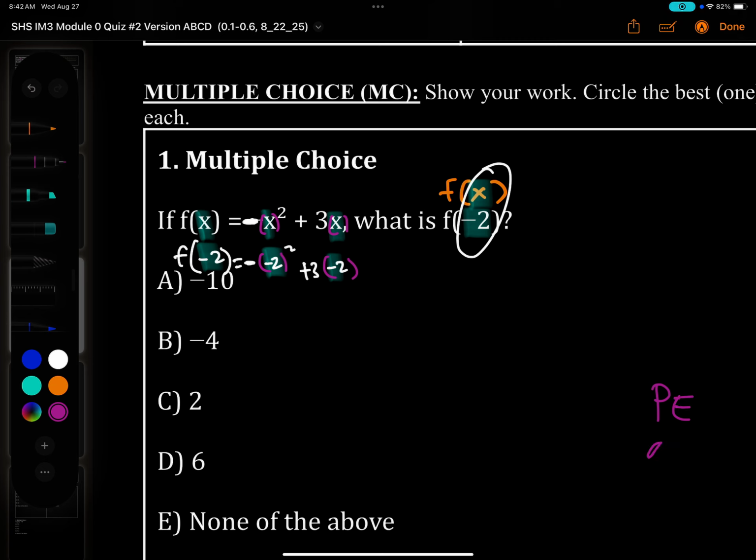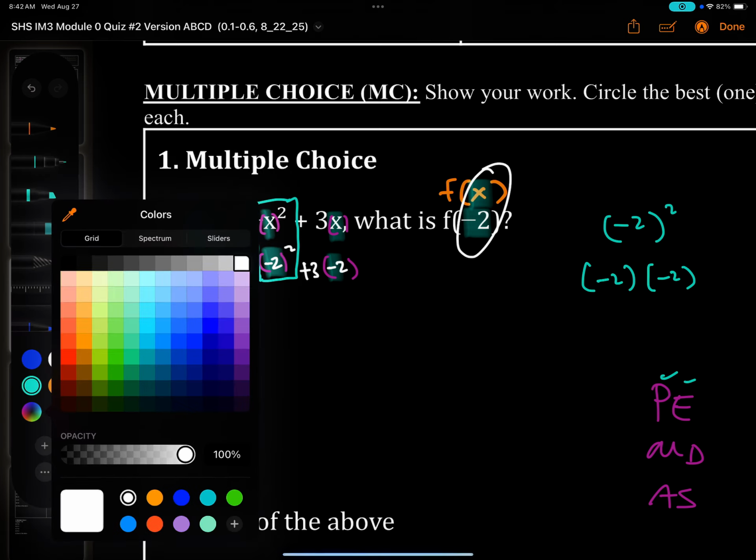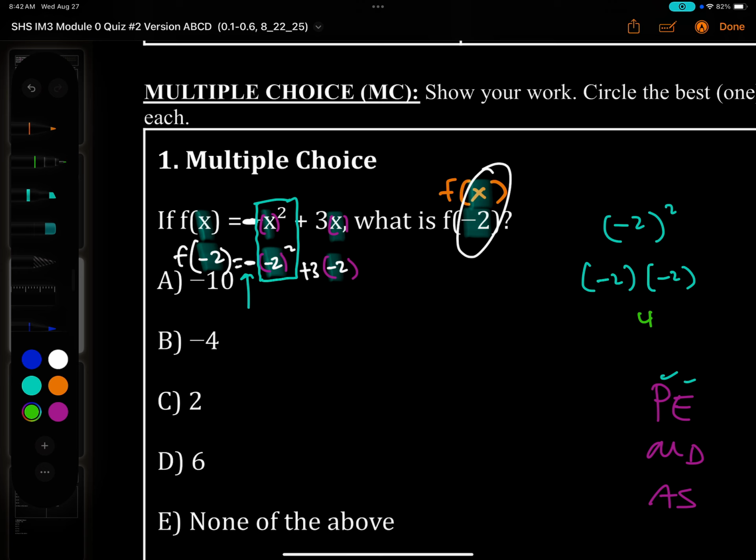Okay, PEMDAS tells us that we're going to be doing exponents first. Okay, why not that negative sign is because that's a -1. That'd be multiplication. So -2 squared is -2 times -2. And my answer for that is +4. So this is equal to 4. And then you still have that minus sign. And that becomes -6. So you have -4 minus 6, which is -10 is your answer, which is A.